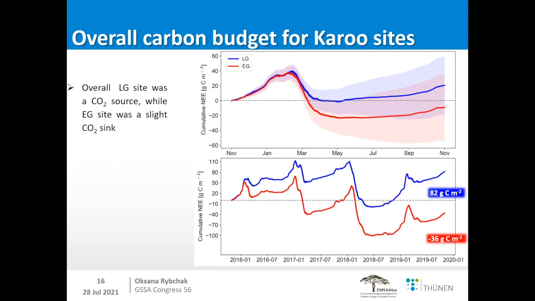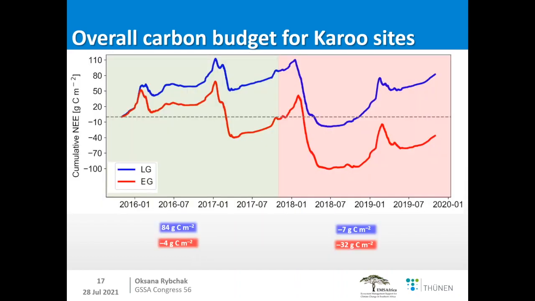And here we have the 4 years mean and 4 years cumulative net ecosystem exchange for both studied sites. After 4 years of measurement, the control grazing site, or linear grazing site, comes out as a carbon source ecosystem with 82 grams of carbon release, while the overgrazed in the past, or experimental grazing site, resulted as a carbon sink ecosystem with 36 grams of carbon uptake.